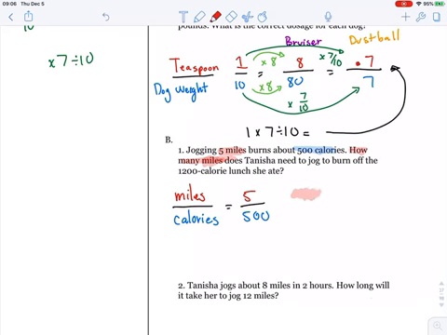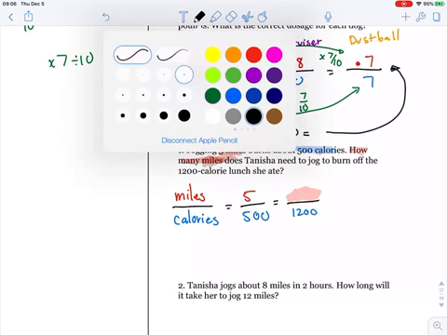So we are going to look for a mile question. That's what we're looking to solve for. Okay, how many miles does Tanisha need to jog to burn the 1,200 calorie lunch she ate? So we do have some more data. This is 1,200 calories. And again, I'm keeping them lined up, calories all together, and I'm color coordinating for you guys. 1,200 calories. We need to figure out the miles.